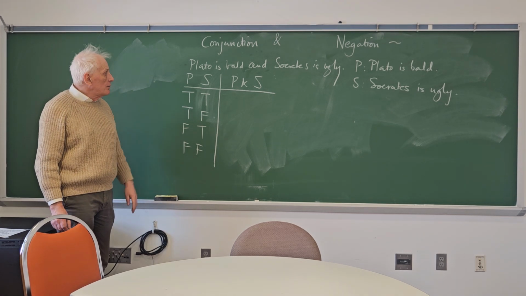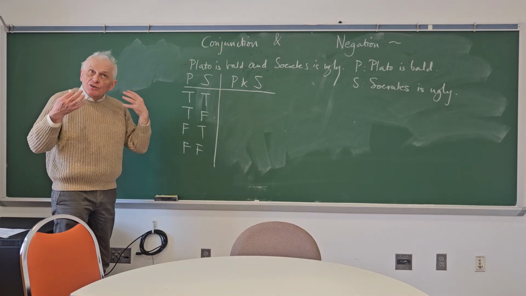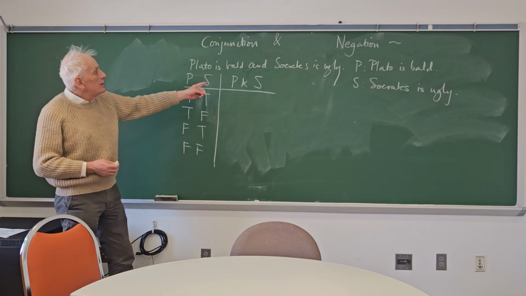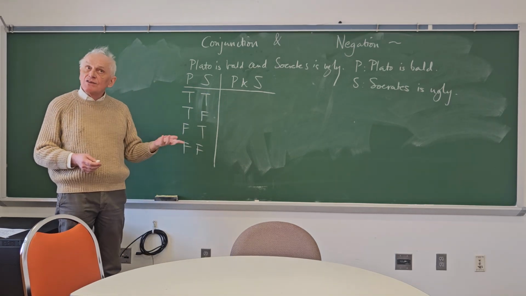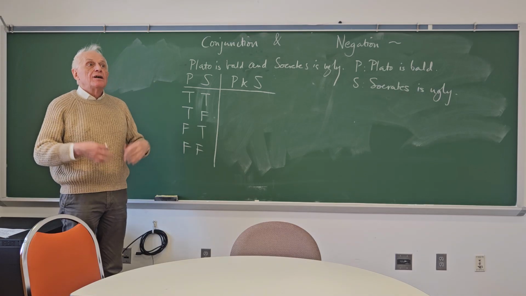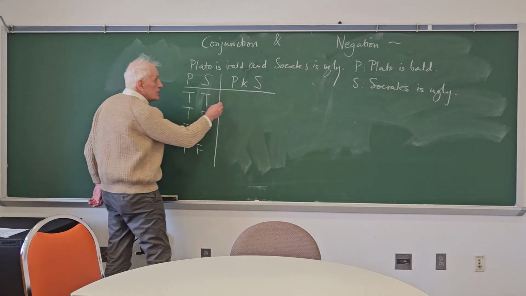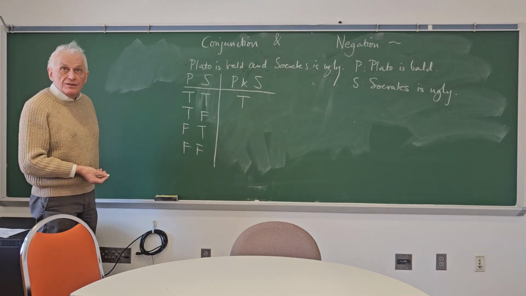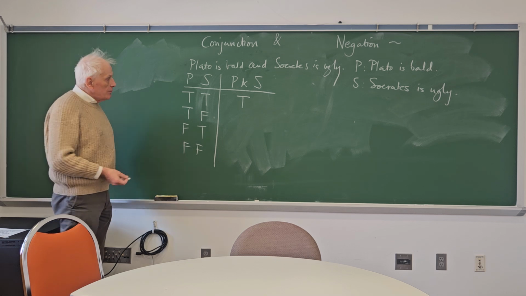So 4 possible combinations of truth values, and because conjunction is truth functional, all we need to know the truth value of the compound sentence P and S are the truth values of the sentences P and S, and we have to know how conjunction works. So conjunction works like this. When it joins 2 true sentences, the resulting sentence is true, but otherwise it's false.